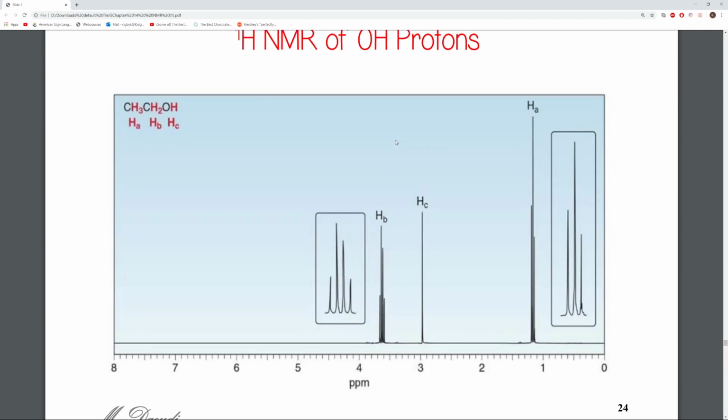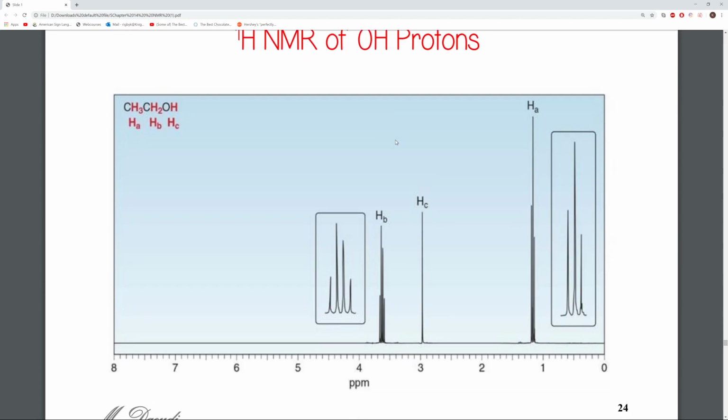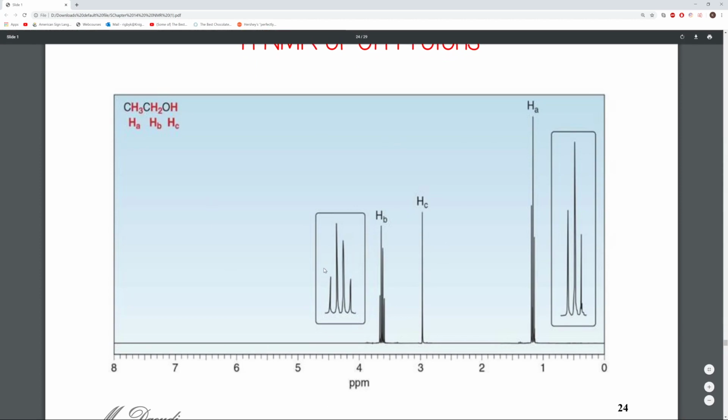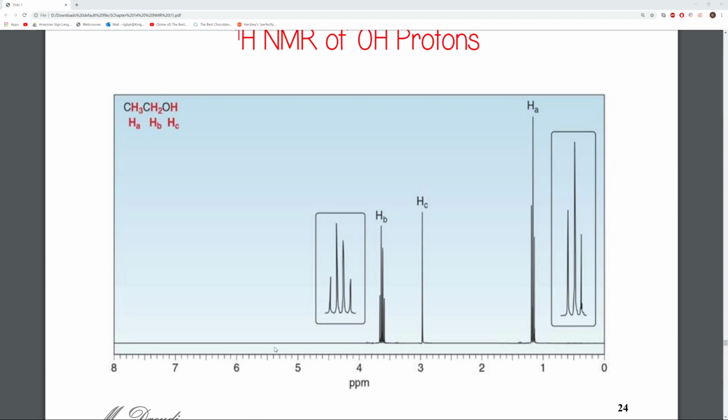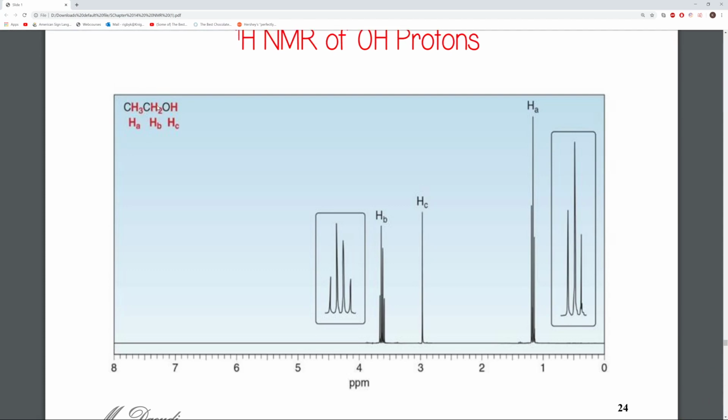Okay, so HNMR of OH protons. In this example, we're demonstrating that the HC hydrogen is too far from the CH2 and CH3 hydrogens to be able to be split by it. This hydrogen is attached to an oxygen, which is attached to the carbon. So the HB hydrogens are too far away to split the HC hydrogen. However, HA and HB are right next to each other.